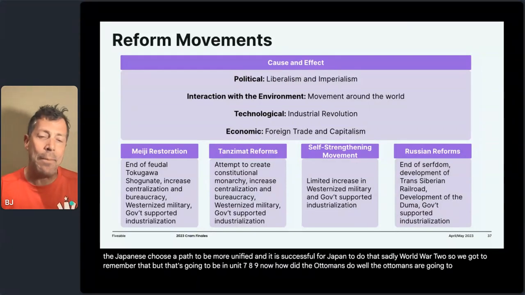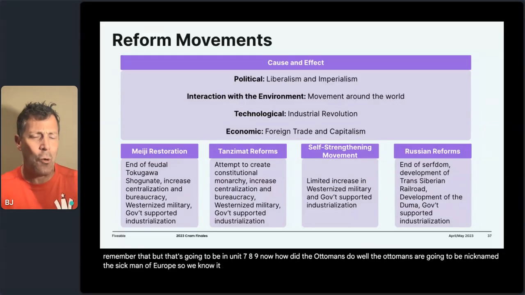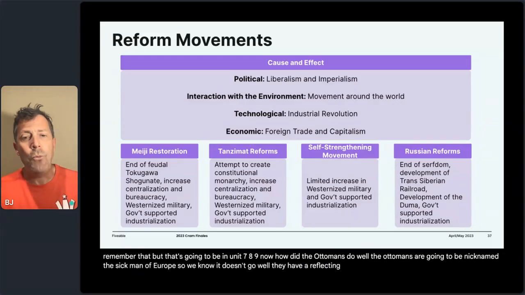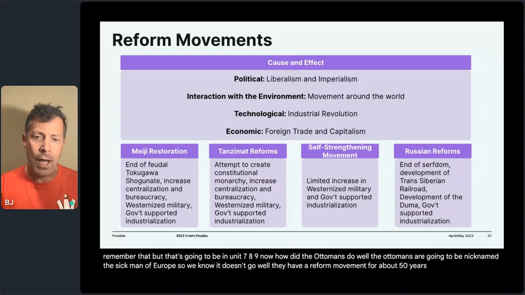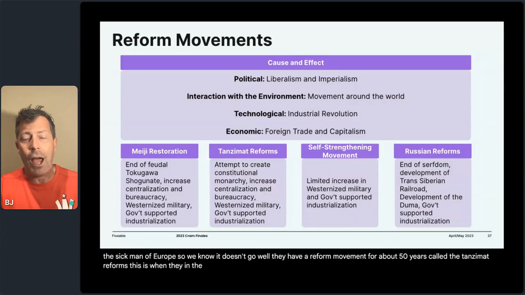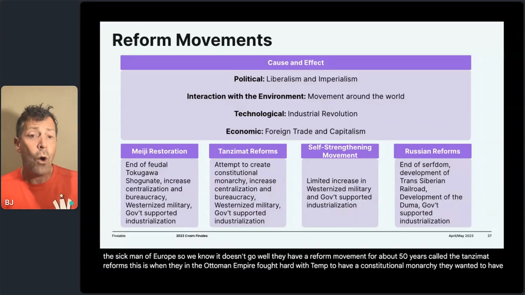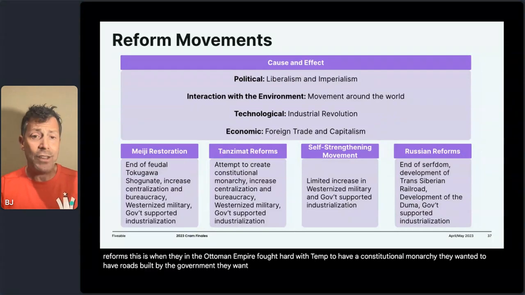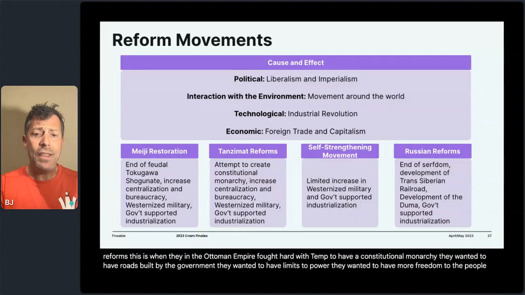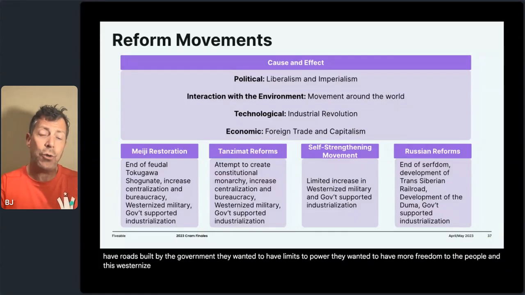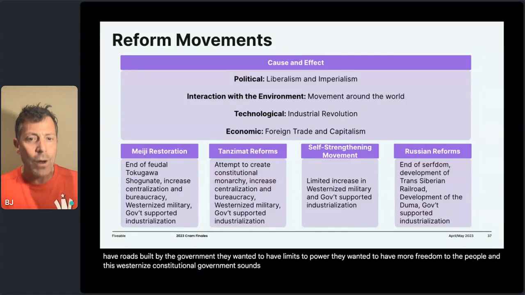Well, the Ottomans are going to be nicknamed the sick man of Europe, so we know it doesn't go well. They have a reform movement for about 50 years called the Tanzimat Reforms. This is when, in the Ottoman Empire, they fought hard with their sultan to attempt to have a constitutional monarchy. They wanted to have roads built by the government. They wanted to have limits to power. They wanted to have more freedom for the people. And this westernized constitutional government sounds very European.